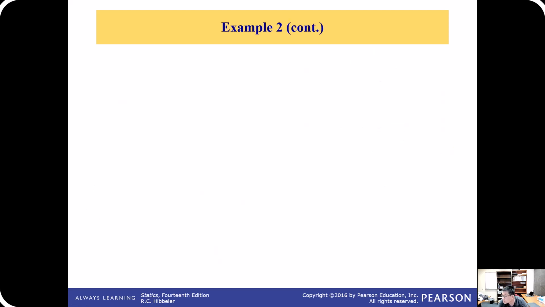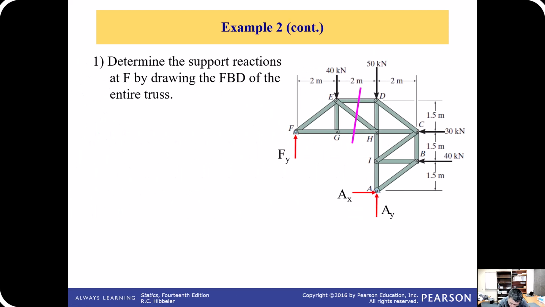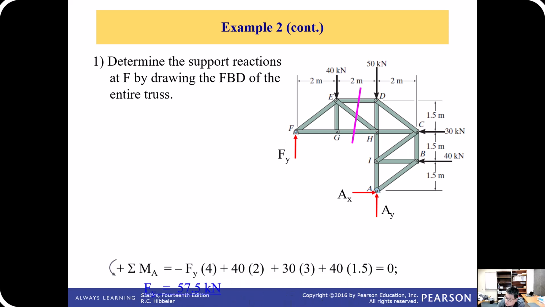So let's solve the reactions at point A and at point F. F is a roller, so it only has Fy. So let's take the whole truss as a whole. The moment about point A is Fy times 4 plus 40 times 2 plus 30 times 3 plus 40 times 1.5. So we can solve Fy equals 57.5.